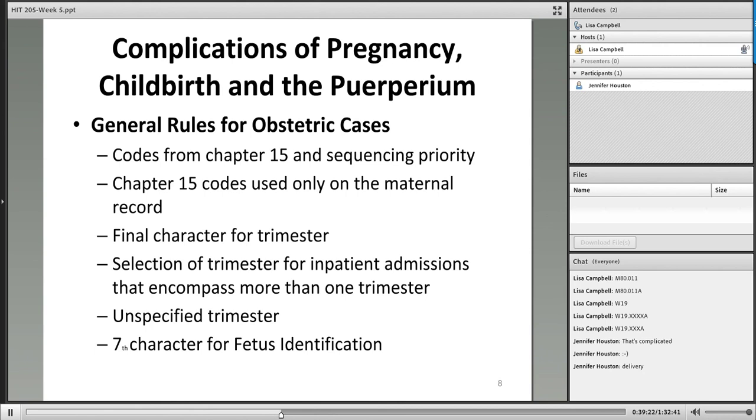Okay, couple of things I want to show you. Let's go in the alphabetical index and go to the main term of pregnancy.